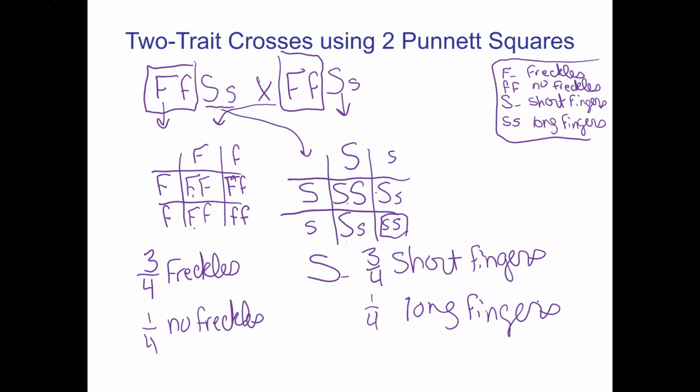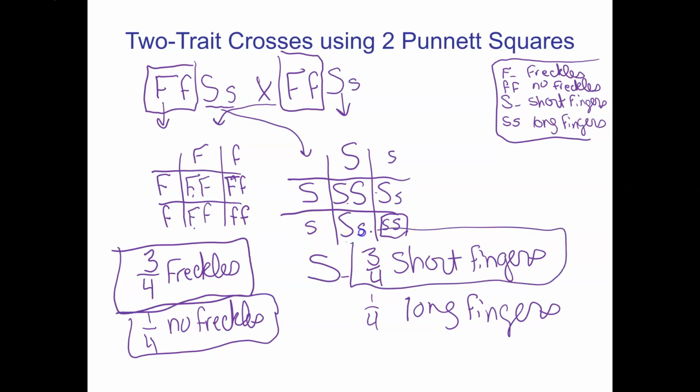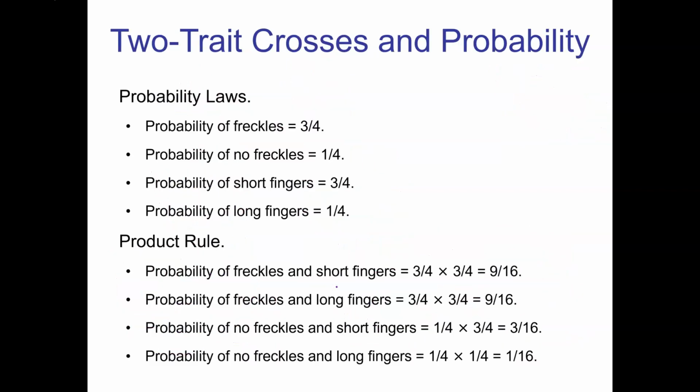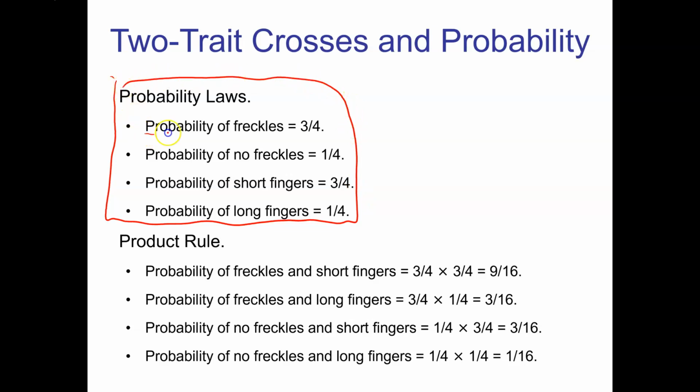So 3/4 of the children will have freckles. 1/4 will have no freckles. 3/4 will have short fingers. 1/4 will have long fingers, right? And so that's what you're seeing here. So this is the law of probability. The probability of having freckles is 3/4. The probability of having no freckles is 1/4. Probability of short fingers is 3/4. Probability of long fingers is 1/4.